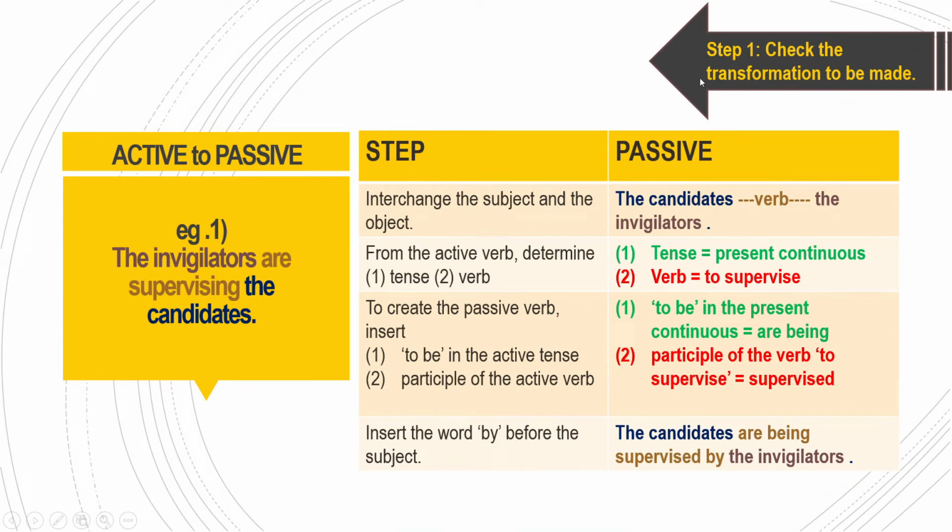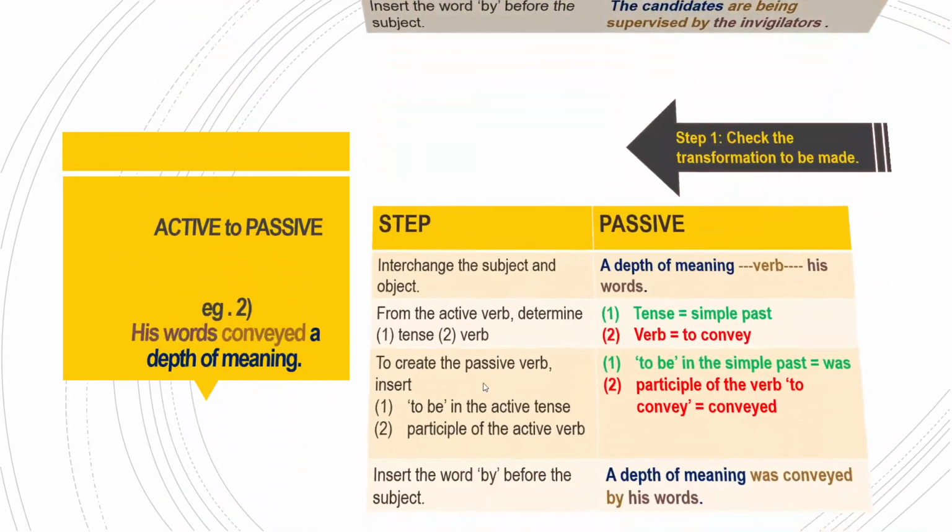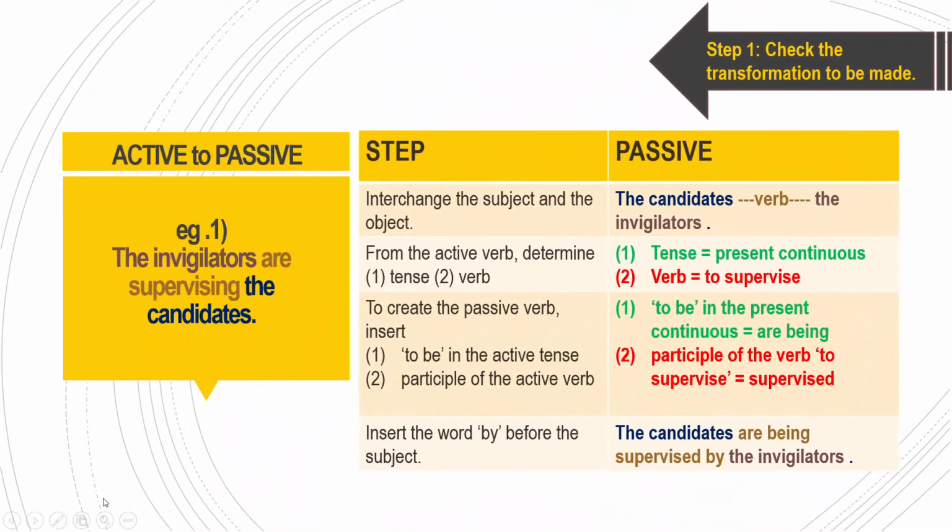The first step you need to do is check the transformation that you're doing. Check whether it's from active to passive or passive to active. That is the first and most important step. So the first example: the invigilators are supervising the candidates. You need to check. Are supervising is the verb. What has come before the verb? Invigilators. The invigilators are doing the supervising. They are responsible for the action. So it is the subject before the verb. Therefore, it is active, and you are changing into passive.